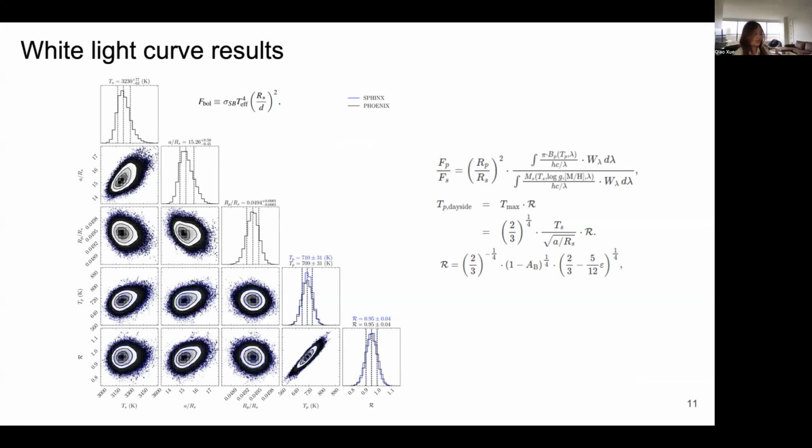Basically, we took each sample from the posterior of the ExoFast MCMC chain, and we took the R_p/R_S, T effective, and a/R_S from that chain. We input them into this equation, and we invert them to get the dayside temperature. We tested two different stellar models, SPHINX and PHOENIX, to see if they could result in different dayside temperatures. The results are shown by the blue and the black lines on this corner plot, but we found the results are basically consistent.